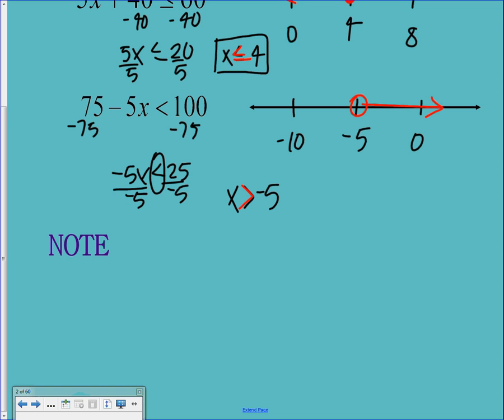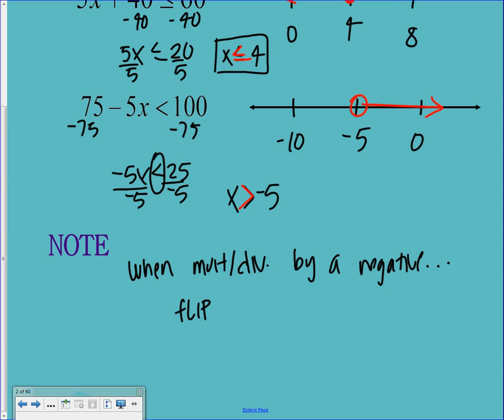All right, so our note here is when multiplying or dividing by a negative, you must flip the sign. So don't forget that. That's an important note and it'll be a common mistake. So when multiplying or dividing by a negative, flip the sign.